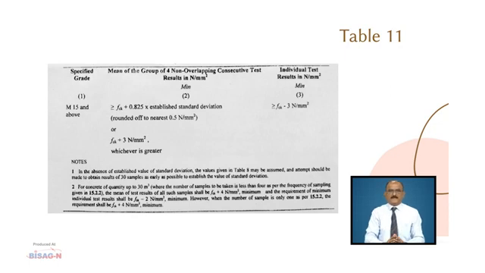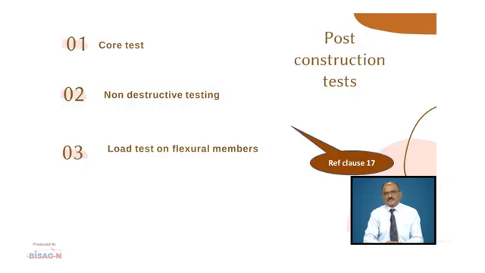Now what will happen if this is not acceptable, if this has failed in the sense this value is not achieved? IS code clearly says what action is to be taken then, technical action. The IS code says we should go for a core test. In case these values are not in acceptable limits, the cube strength is not as per this. It may be because the cubes are not made properly or not cured properly. IS code says you have to go for core test.